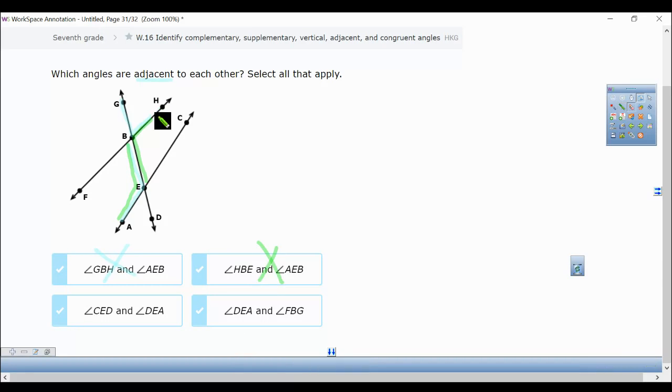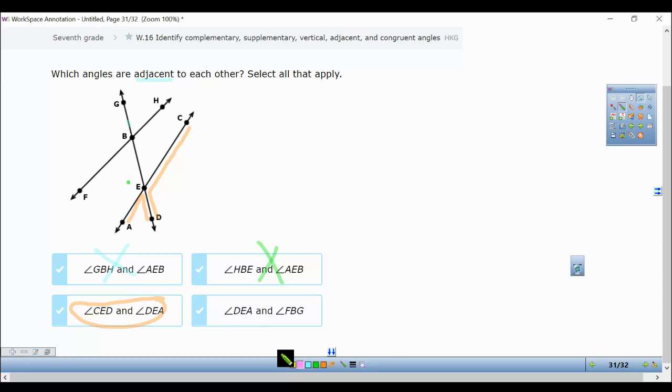CED, let me erase these so we don't get that confused. Let's see, CED, that angle, and DEA. See how these angles are side by side one another? Then that means that they're adjacent. They're side by side. So this is an answer. And let's check the last one. Maybe this one could also be an answer.